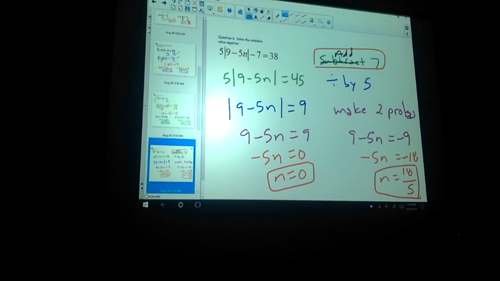Add 7 to both sides. Oh, I actually did the right thing. I got to 45. So I added 7 here, and added 7 here. So I got to the 45, and then I divided by 5 on both sides. That got me to 9, and then I broke it into 2. We good?